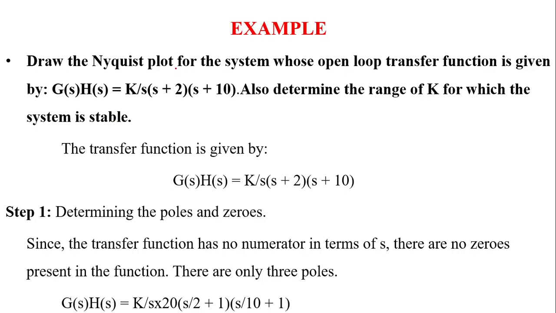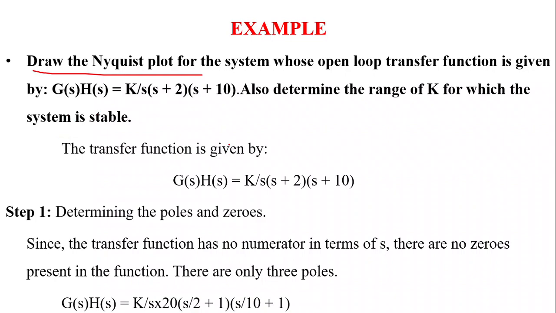In the given example, we have to draw the Nyquist plot for the given function. Also, we have to find the range of K values. After that, we have to find whether the system is stable or not.